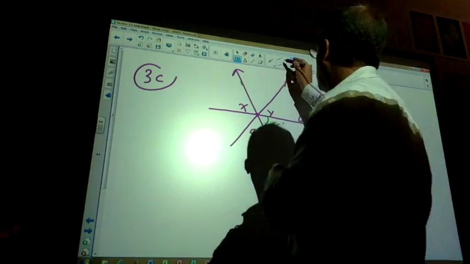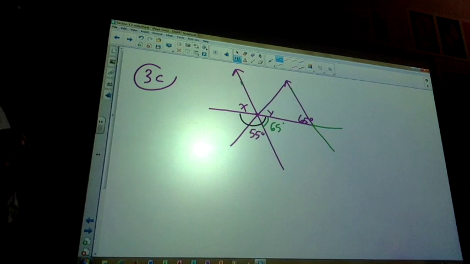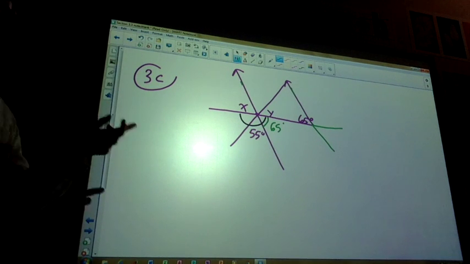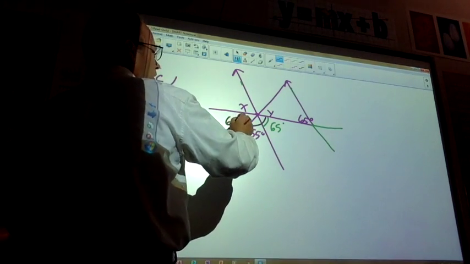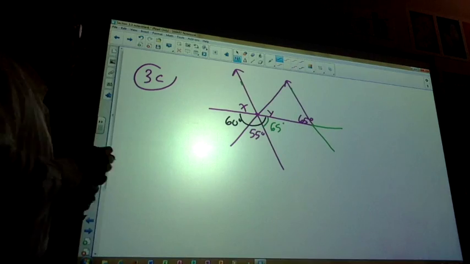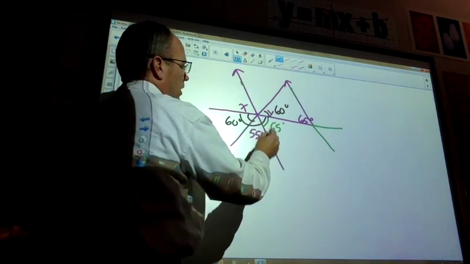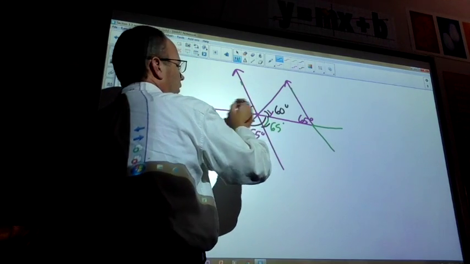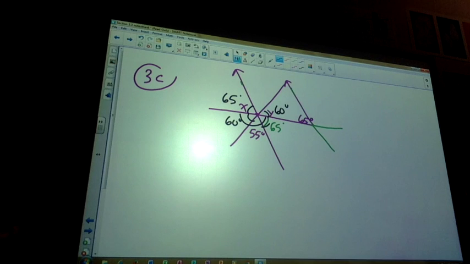Which then we could take that a little bit further. I know that those three angles form a straight line. So 55 and 65 add together to give me 120. 120 from 180, that would be 60 degrees. Is that okay so far? And if that's 60, this is a vertical angle to this, so that's 60 degrees. And this is a vertical angle to that, so that's 65 degrees. Is that all right?